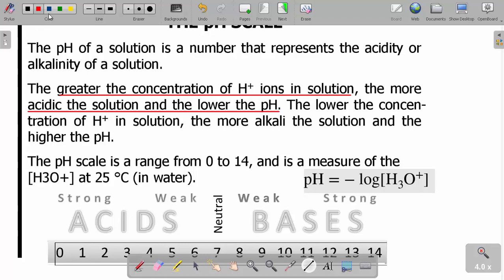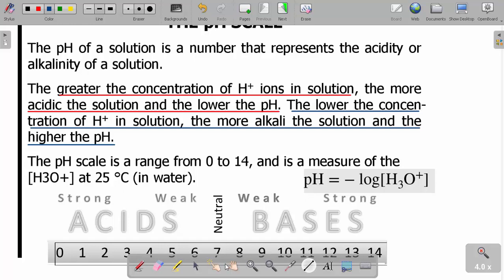Are we together? However, the lower the concentration of hydrogen ions in solution, the more alkaline the solution and the higher the pH. So the higher pH has a lower concentration of hydrogen ions. Now you must know that the pH scale ranges from 0 to 14 and is a measure of the hydronium ions at 25 degrees Celsius in water.